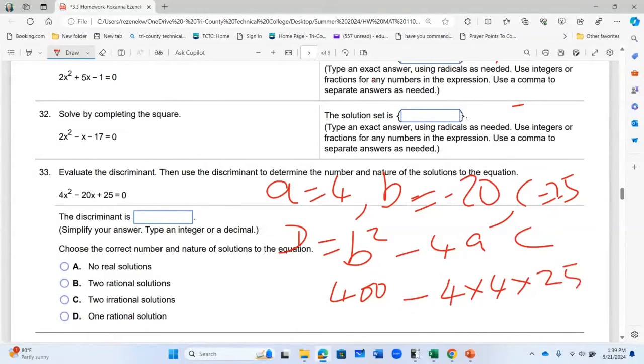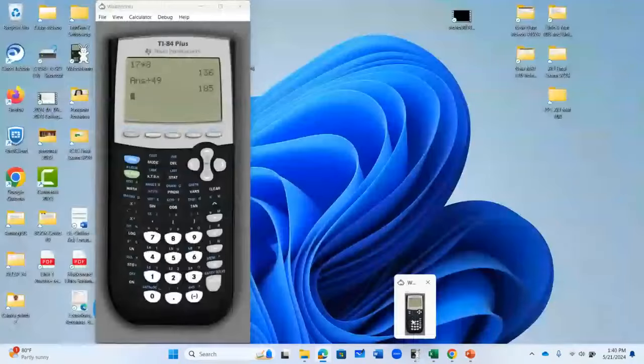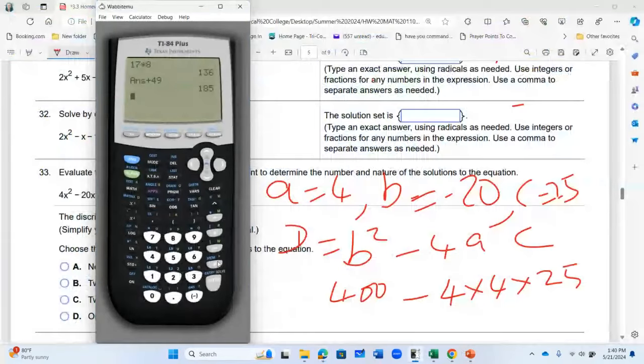Okay, so we're told to evaluate the discriminant. We want to check this other side. 4 times 4 is 16, 16 times 25. So let's find out what it is, and we decide what happens to the discriminant. So what is 16 multiplied by 25? It is 400. Therefore, the discriminant is 0. 400 minus 400, it is 0.